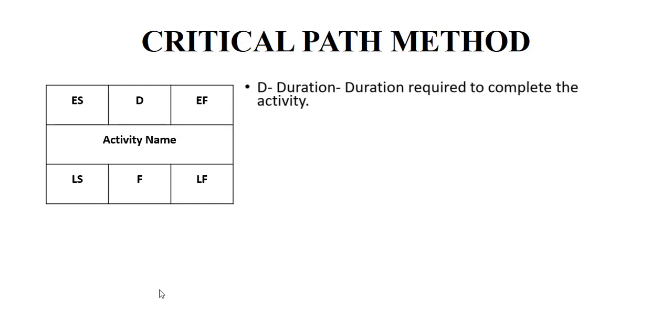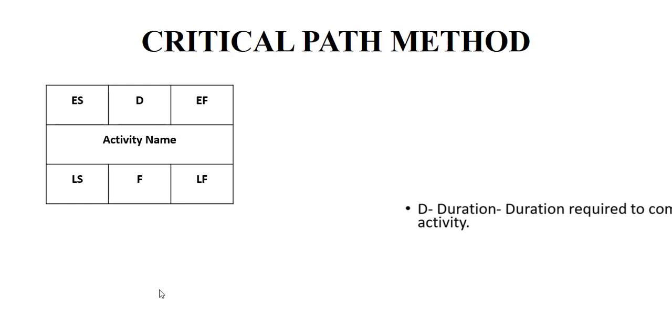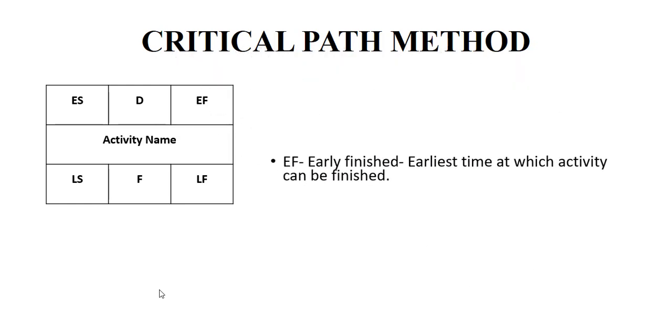Now second is D, that is duration. Duration of an activity. Like if you take some activity that needs 4 days to complete, that means the duration is 4 days. Next is EF, that is early finish. The earliest time at which an activity can be finished is called early finish time. An activity can finish in 4 days, or if delayed, it can finish up to 6 days. So early finish is 4 days.